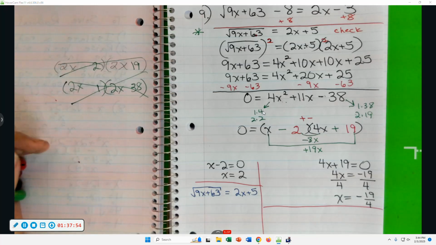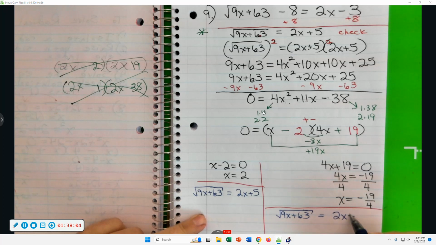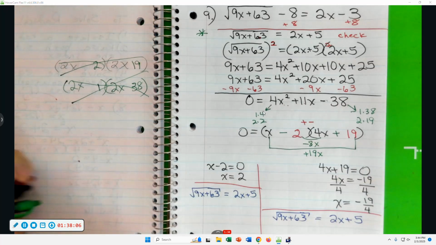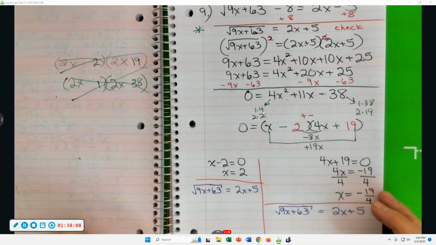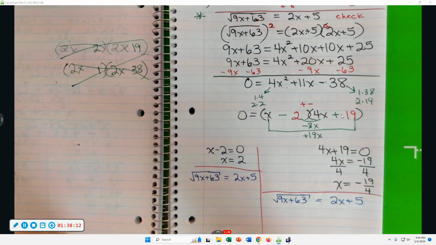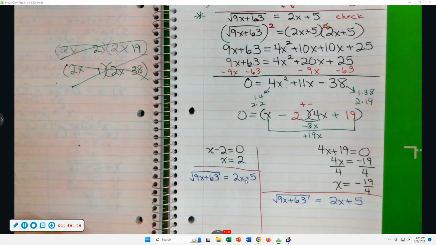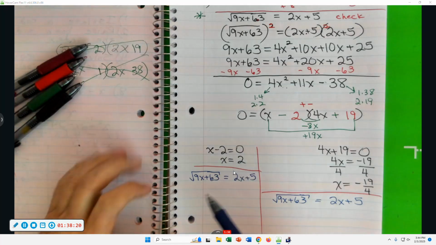And let me write it here also. Square root of 9x plus 63. I'm running out of room. Okay. We don't need that original equation anymore. We need that one where it's isolated. That's what we're checking. Plug in the 2.